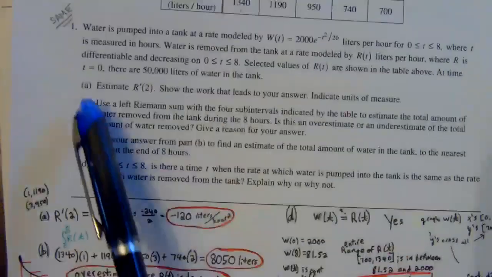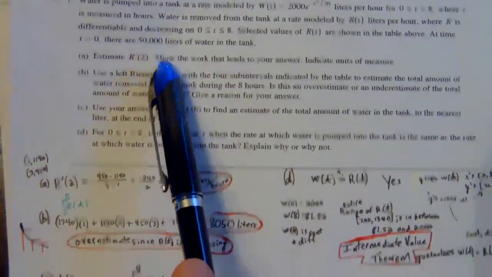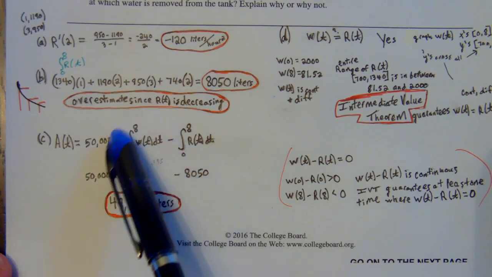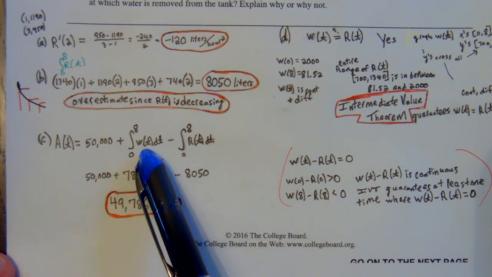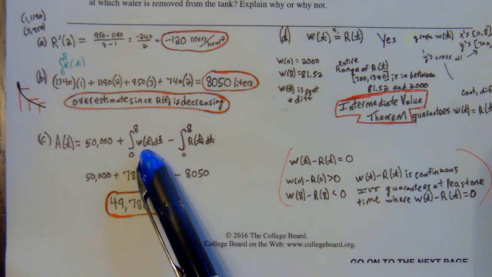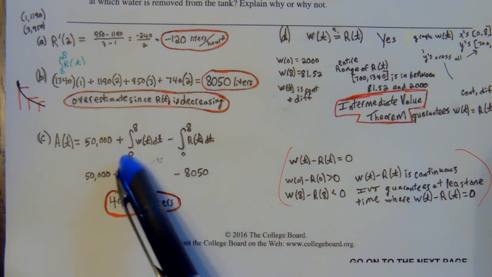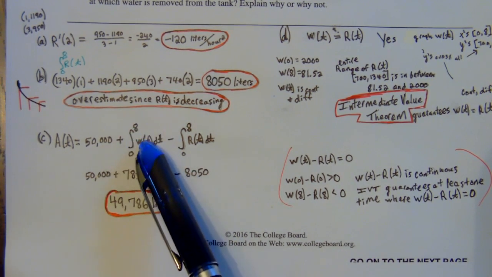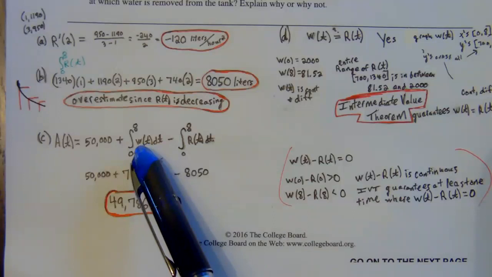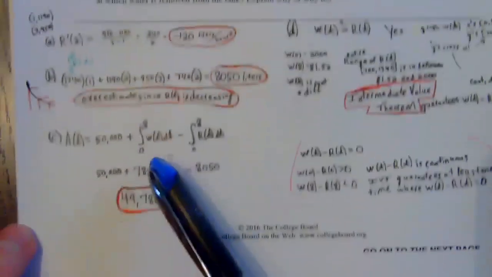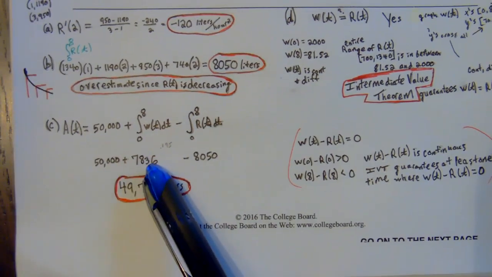So that's why they told us that at t equals 0, we started with 50,000 liters. So I got that taken care of right there. And then when I integrate the W of t, W is how fast the water is flowing into the tank. So when I integrate the W of t in between 0 and 8, this expression will give me how much total water entered the tank in those 8 hours, okay? And then that's going to be a math 9 function with that function there. So math 9, that sucker, to get this 7836 number.